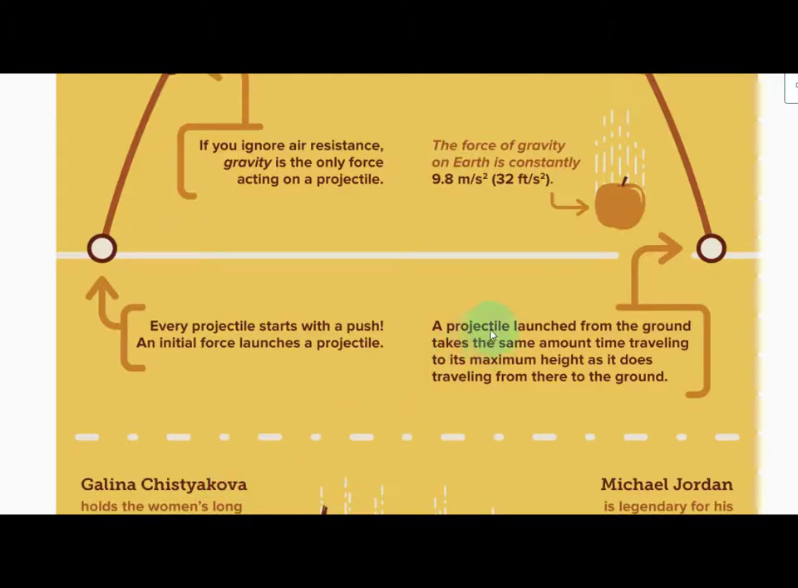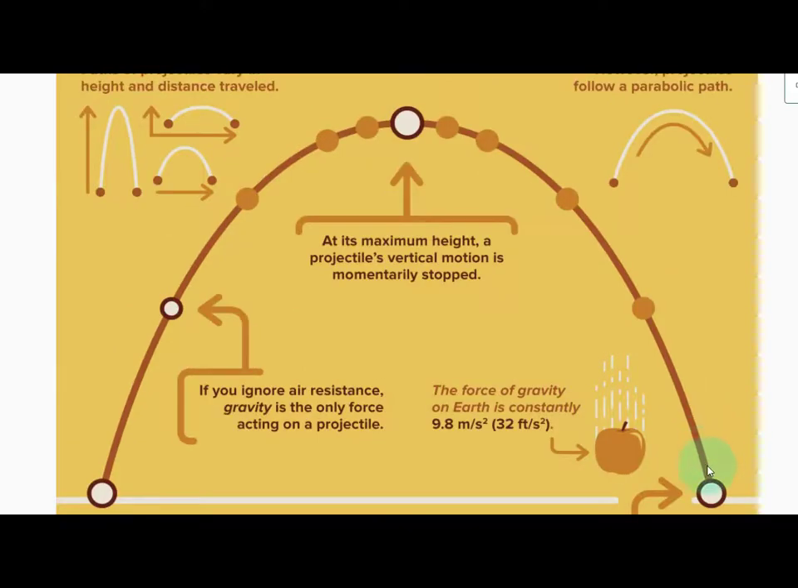A projectile launched from the ground takes the same amount of time traveling to its maximum height as it does traveling from there to the ground. So if you kick this apple from over here, the distance right here is the midpoint, or we'll talk about later as the line of symmetry, and then it's the same amount of time. So if it took like 2 seconds to get up here, then it's going to take 2 seconds to fall down.